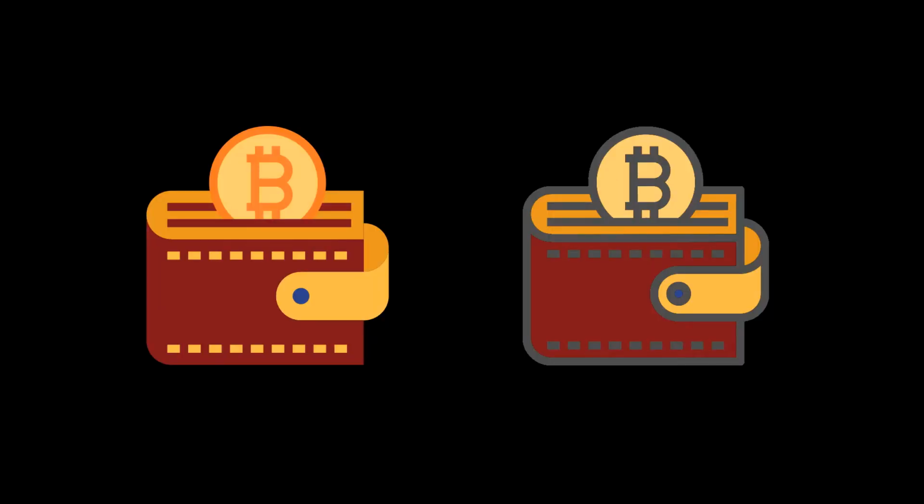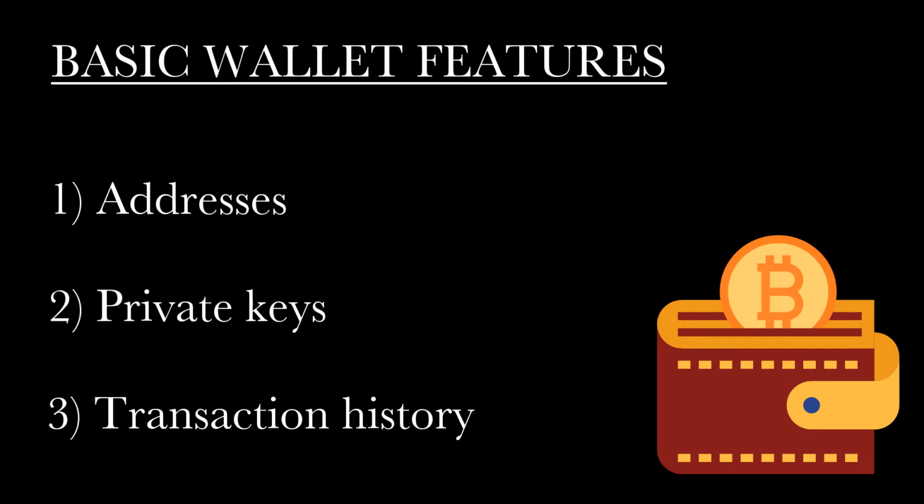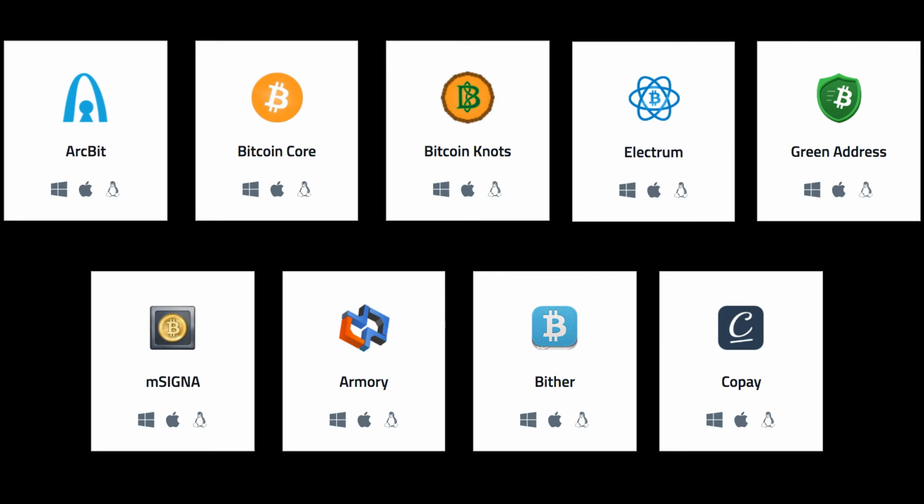As you can see, a wallet is really just a piece of software that lets you easily send and receive Bitcoin. It keeps track of addresses you've generated, it keeps track of the private key for each address, and it keeps track of your transaction history. Here are some examples courtesy of Bitcoin.org. As you can see, there are many different Bitcoin wallets that provide many different features.